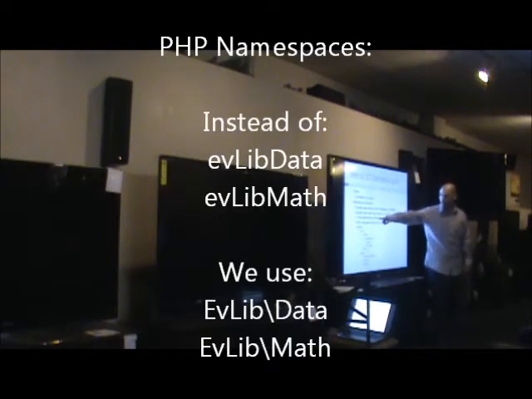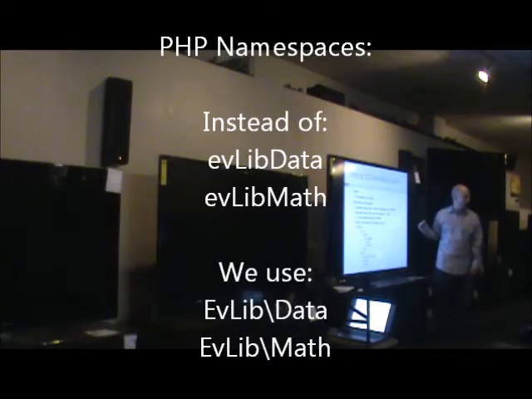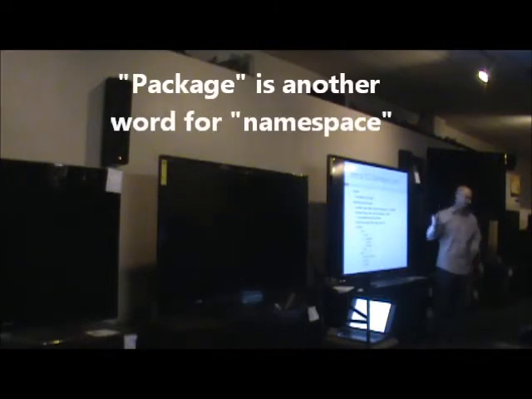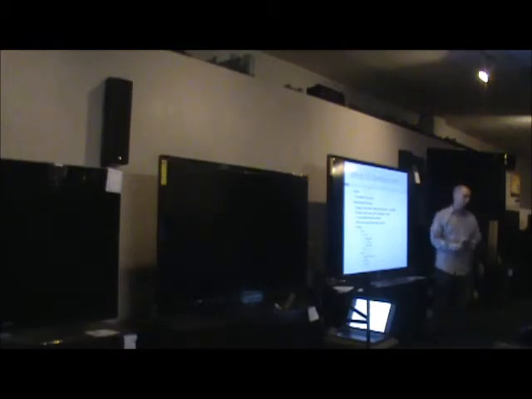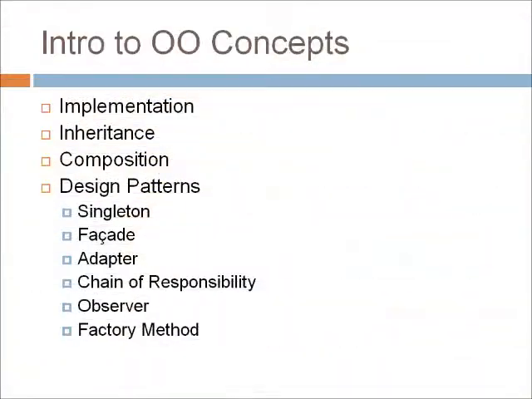The correct way to do it is to create a namespace called evlib, and then you can have your class called simply math. It's kind of like a folder. Think of a namespace as a folder. And so now the fully qualified name for the math class is evlib, and in PHP backslash math. In most languages it's dot. So namespace, backslash, and you can have sub namespaces, so namespace, namespace, namespace, class name. Interfaces can belong to packages, classes can belong to packages.